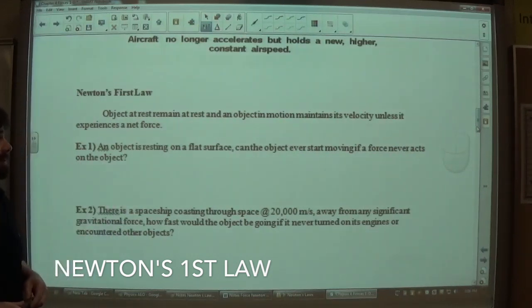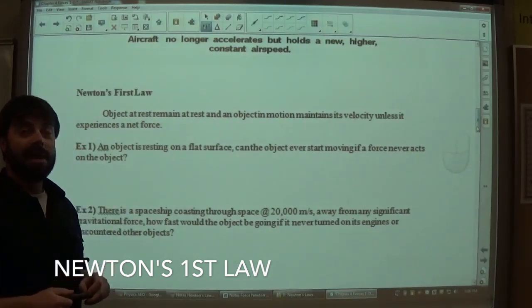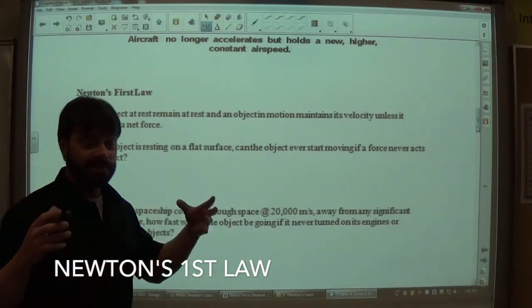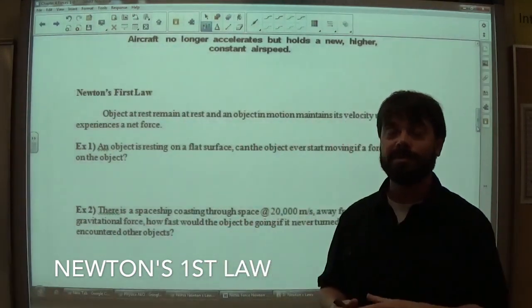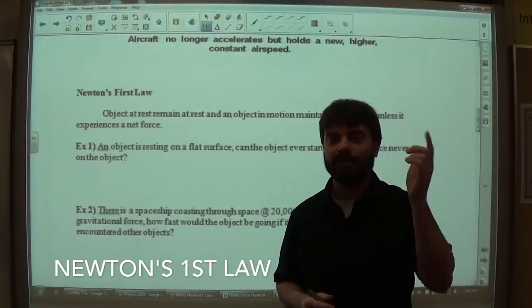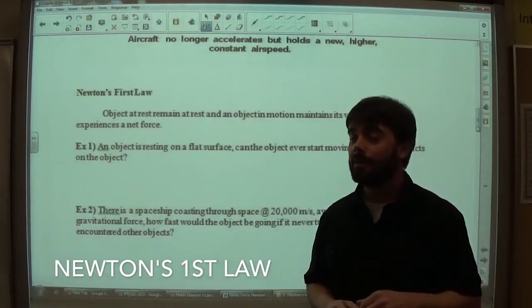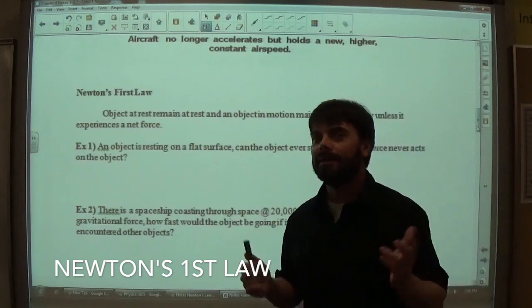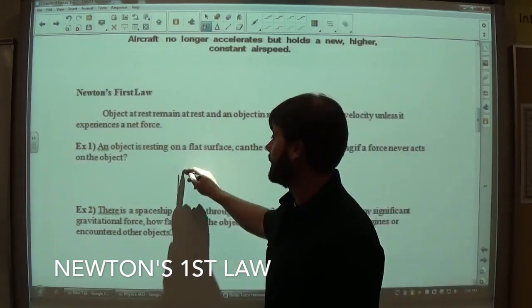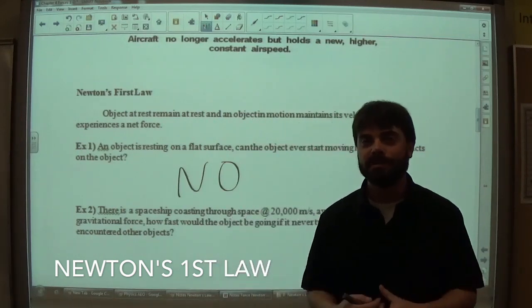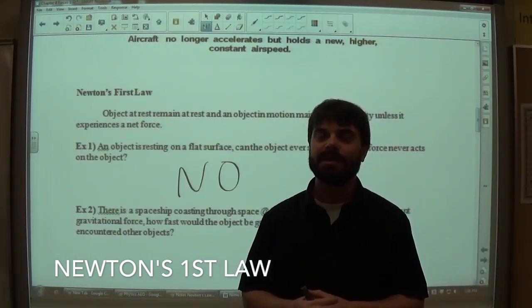So the first couple of examples basically say this. The first one says an object is resting on a flat surface, and it asks, can the object ever start moving if a force never acts on the object? If something's sitting stationary, no net forces are ever going to act on it. You maybe have gravity pushing down and normal force pushing up, but no other force ever comes and acts on it. Can this object ever move? The simple answer is a big no. It cannot move because there's no opposing force, no unbalanced force acting on it.